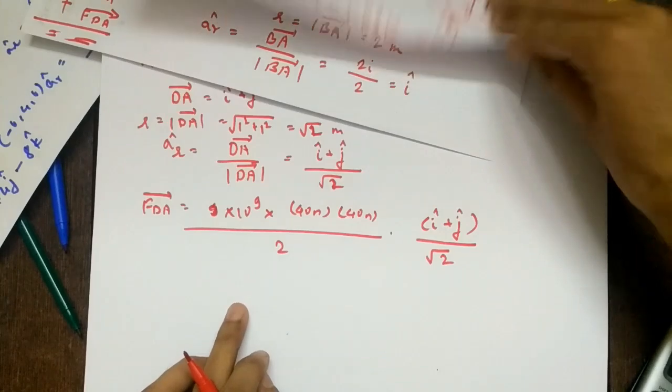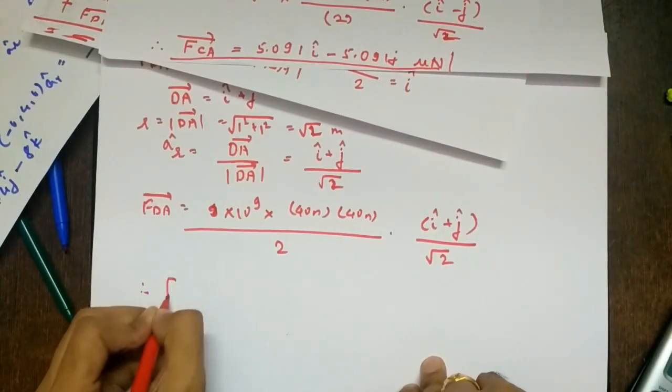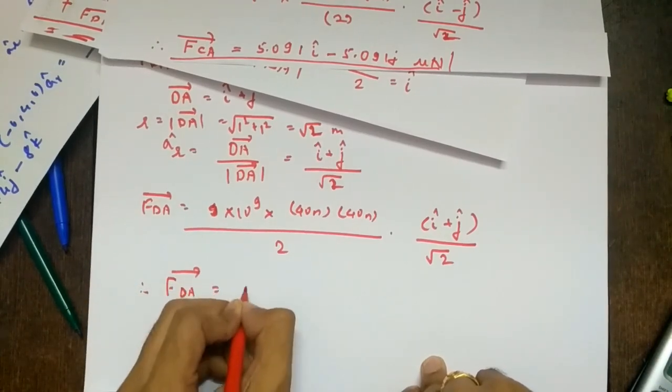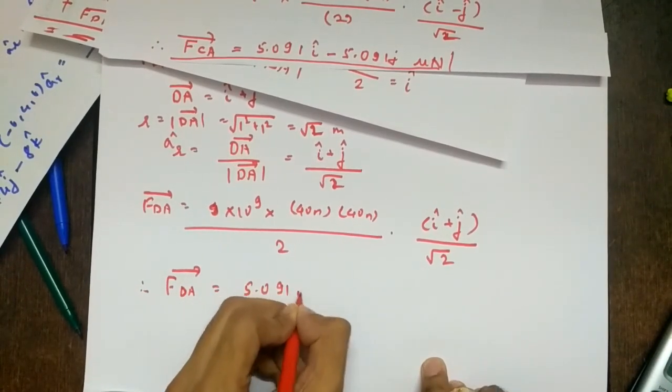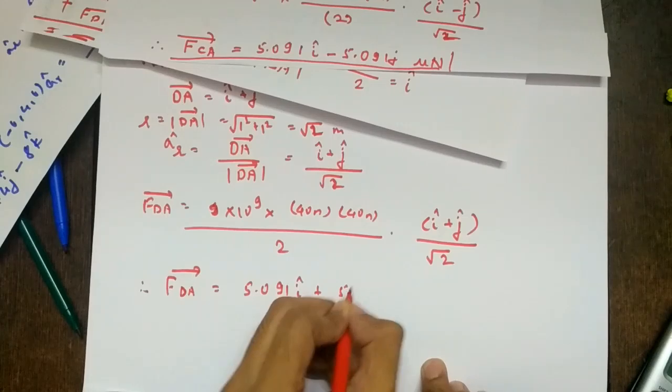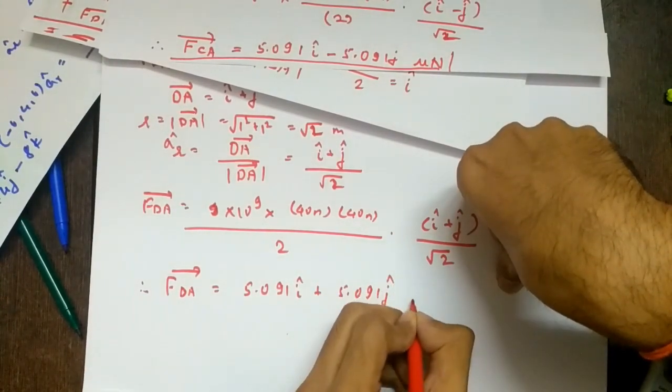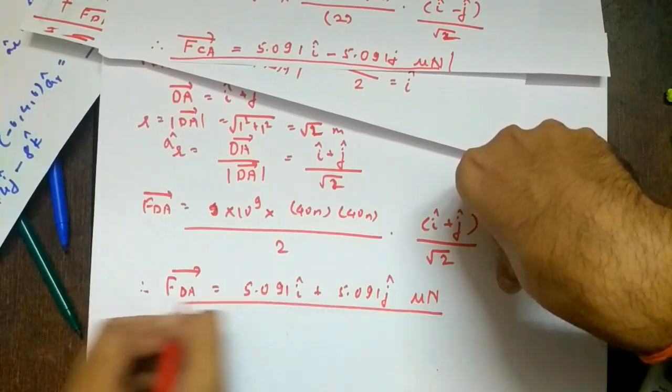Right, it is the same, right? So no need to calculate. You'll get the same answer. F DA vector is 5.091 i cap plus 5.091 j cap micronewtons.